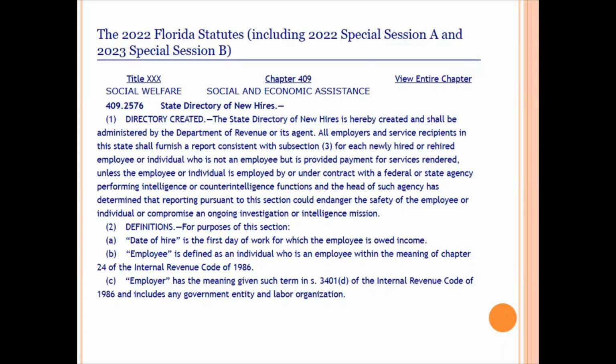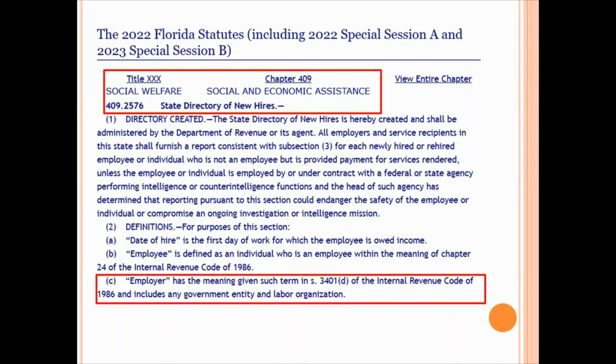Okay, so we're going to utilize Florida as an example here. We're making our way over to Title 30, Social Welfare, Chapter 409, Social and Economic Assistance, 409.2576, State Directory of New Hires. We're making our way down to the term employer, okay? Employer has the meaning given such term in Section 3401D of the Internal Revenue Code of 1986 and includes any government entity and labor organization.